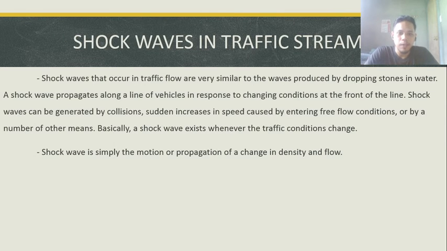Next is shock waves and traffic streams. Shock waves that occur in traffic flow are very similar to the waves produced by dropping stones in water. A shock wave propagates along a line of vehicles in response to changing conditions at the front of the line. Shock waves can be generated by collisions, sudden increases in speed caused by entering free flow conditions, or by a number of other means. Basically, a shock wave exists whenever the traffic conditions change.